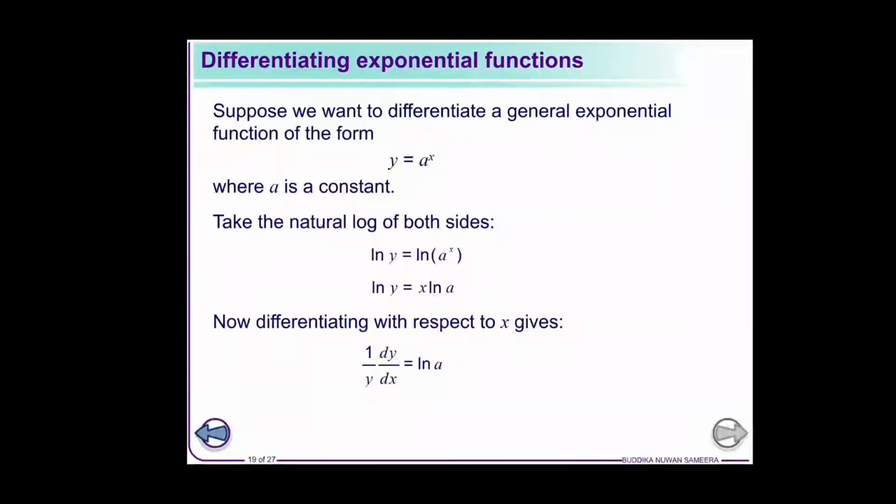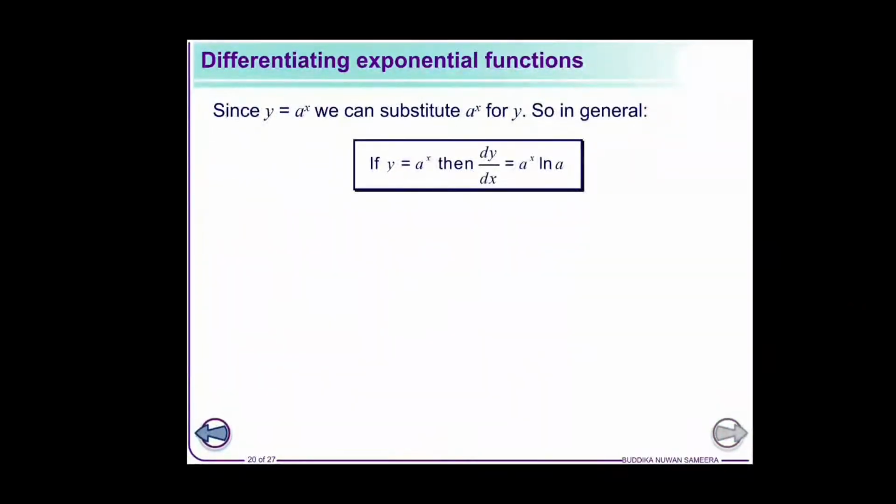So here you can form an equation that 1 over y times dy over dx equals ln a. So then after that you can multiply y to the other side. Then you can make dy over dx the subject. When you do that, the answer is y times ln a. So then y means a to the power x. So when you differentiate y, a to the power x, the answer should be a to the power x ln a.